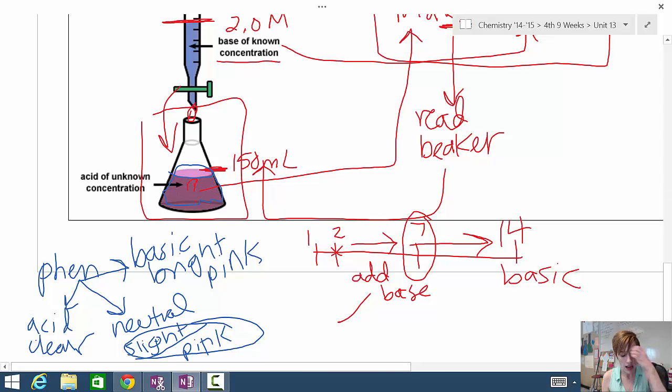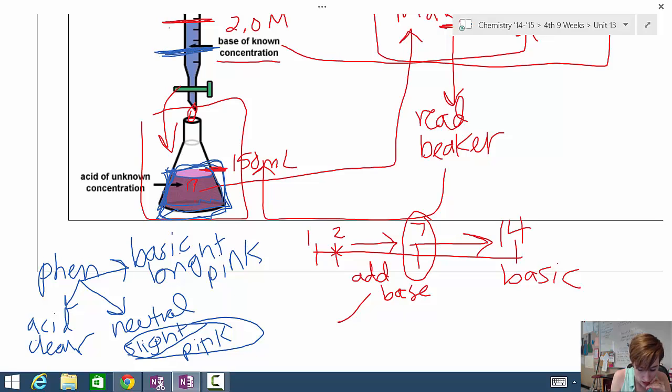Once we've added enough base, and this right here is a slightly pink color, then wherever we stop with the base, so let's say we added all of this base and we made it to a slightly pink color, then this is going to be my VB. This will be the volume that I added to make it a slightly pink color.